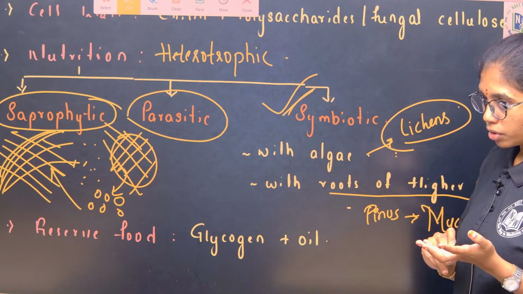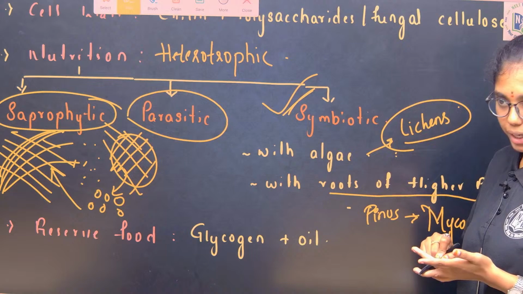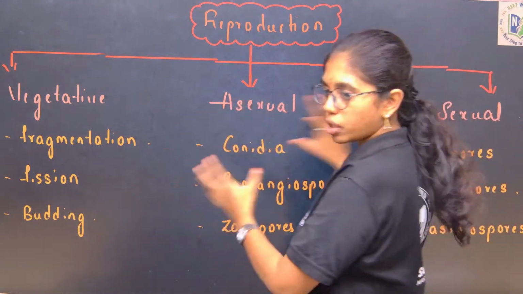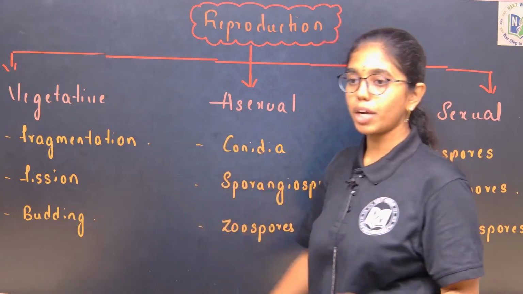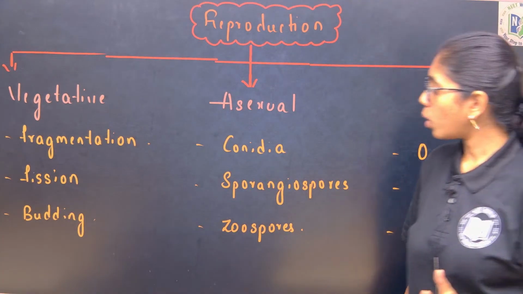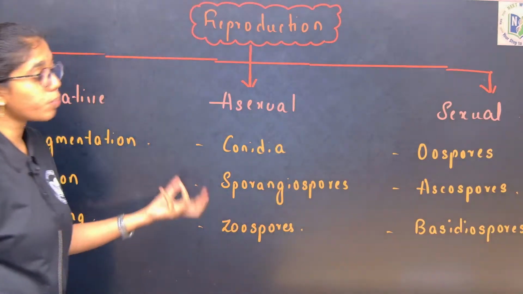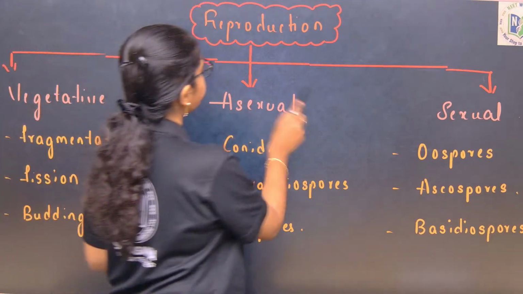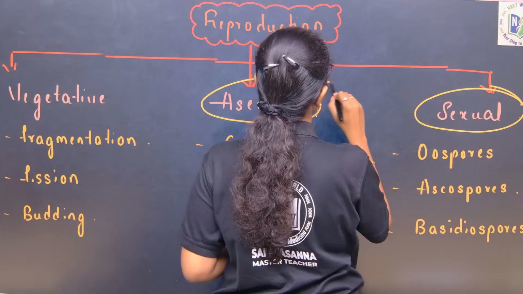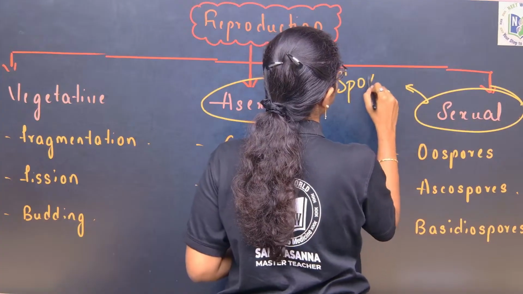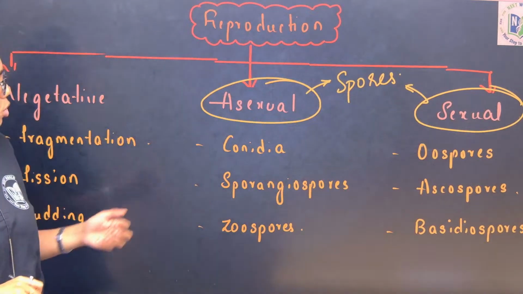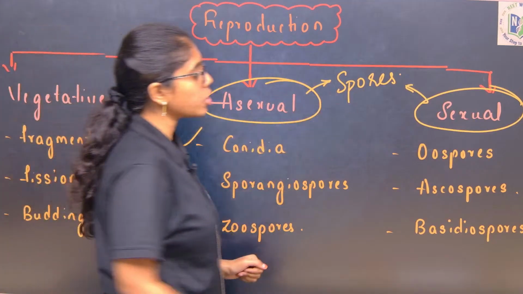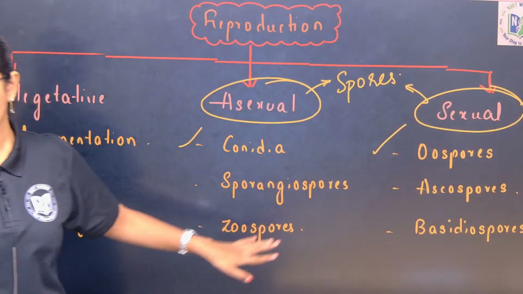You are clear with mode of nutrition, you are clear with cell wall, you are clear with mycelium, right. Next is reproduction. Reproduction can be done through three modes in fungi. First is vegetative mode of reproduction, through fragmentation, fission and budding. Next, asexual mode of reproduction is through spores. Both asexual and sexual modes of reproduction are through spores. Asexual spores and sexual spores. Asexual spores include conidia, sporangiospores and zoospores. Sexual spores include what? Oospores, ascospores and basidiospores.